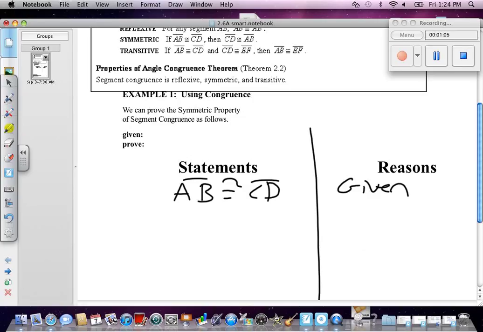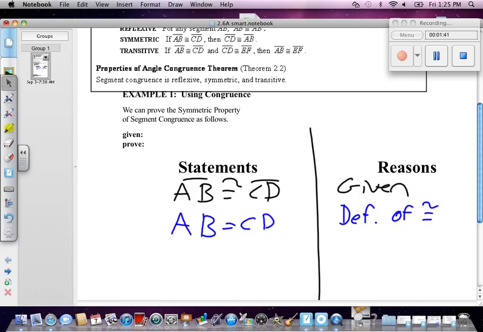For number 2, I have AB equals CD. I've taken away the congruency sign, and I've taken away the segment signs. We call that definition of congruence. That's something you should definitely write down. Definition of congruence means you can take away the symbol and make it equal. We're changing it from the geometry way to the math way.